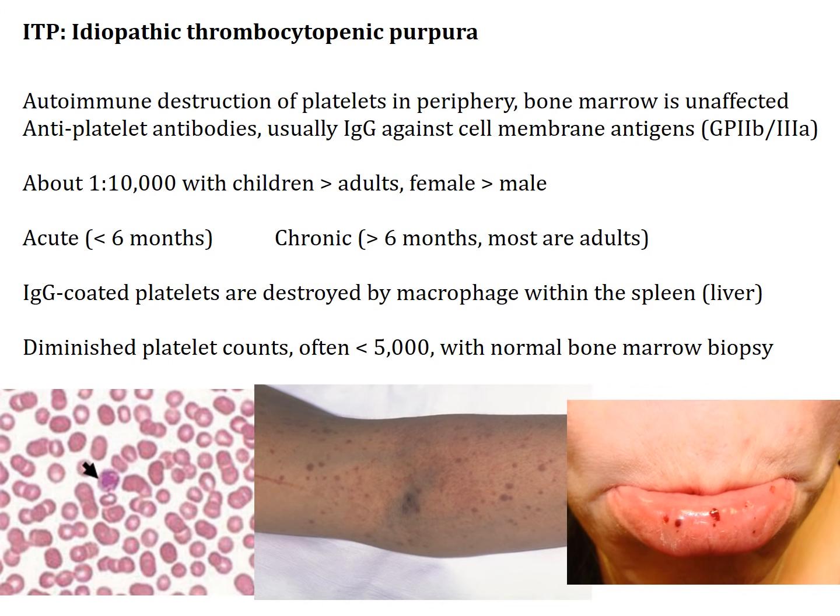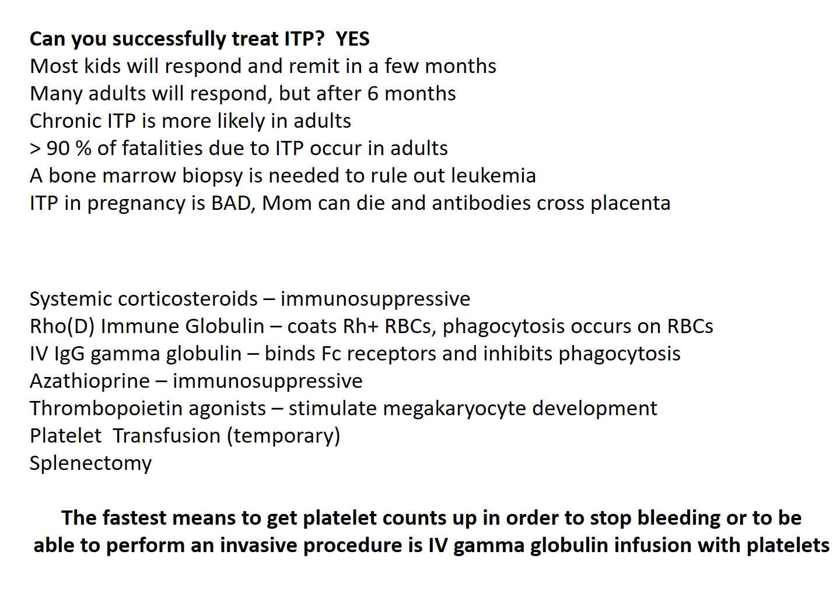But more important, what I want you to remember about ITP is that this is an autoimmune process. Can you treat ITP? Yes, you can. Most kids are going to respond and remit within a few months, but again, most adults will respond, but it might take them longer. Chronic ITP, where it doesn't respond and stays persistent, most of the time you see that in adults. And people who die due to ITP, people who have some lethal bleeding events, such as a brain hemorrhage or something like that, more commonly you see that in adults than in kids.